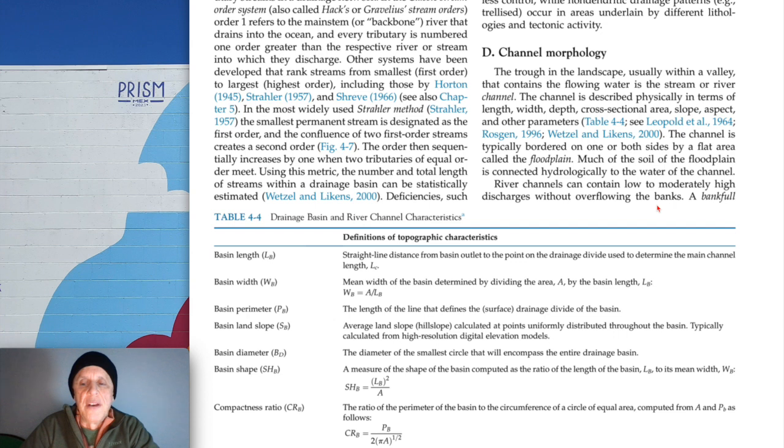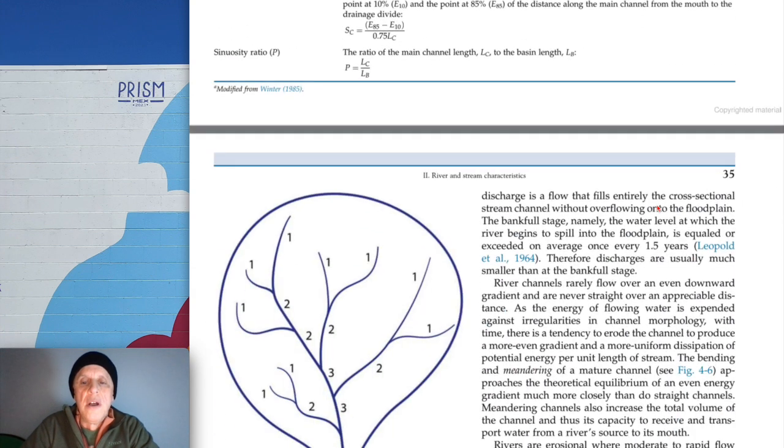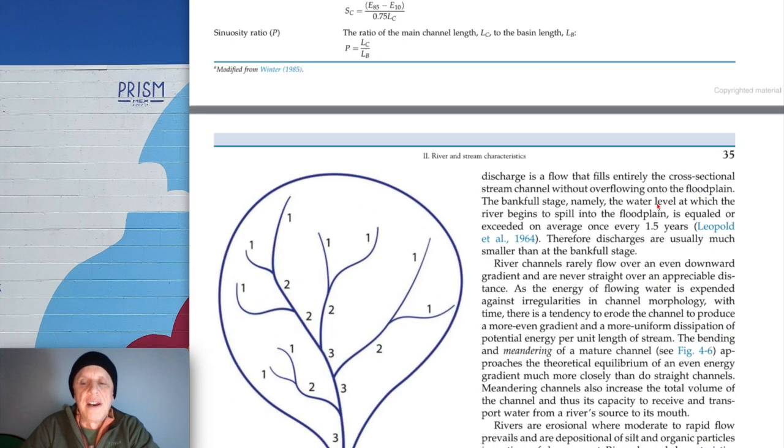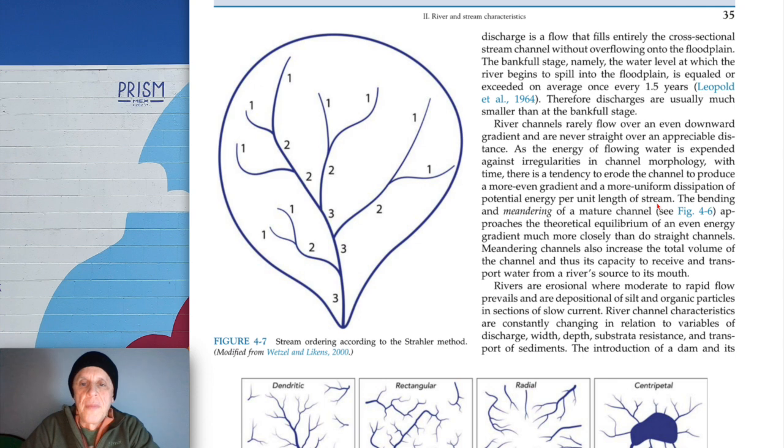River channels can contain low to moderately high discharges without overflowing the banks. A bankfull discharge is a flow that entirely fills the cross-sectional stream channel without overflowing onto the floodplain. The bankfull stage, namely the water level at which the river begins to spill into the floodplain, is equaled or exceeded on average once every 1.5 years. Therefore, discharges are usually much smaller than at the bankfull stage.